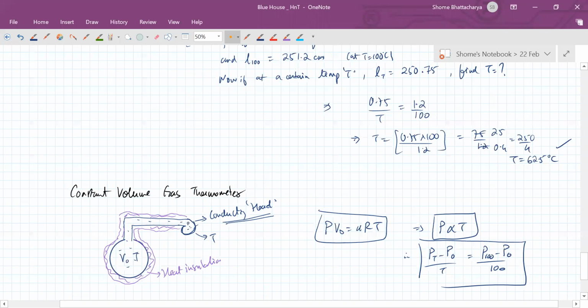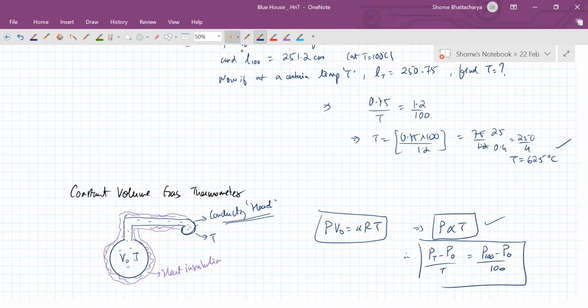So in equilibrium, the entire gas exists at that temperature. So the pressure of the gas inside becomes proportional to the temperature. So this is the basic working principle. The actual apparatus is a little more complicated. You have to measure the pressure also, so there is a mechanism for that. But this is the working principle of the constant volume gas thermometer.